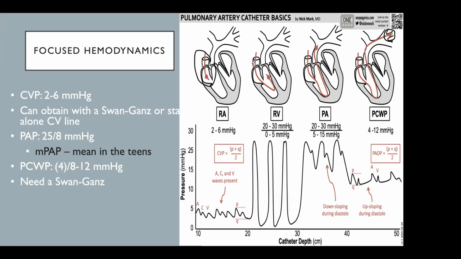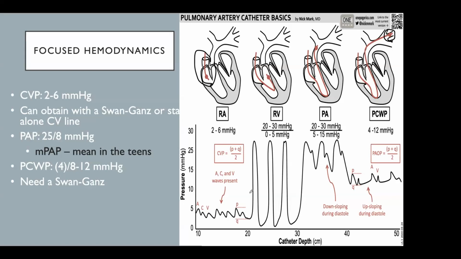So 2 to 6 for your central venous pressure, 25/8 roughly for your pulmonary artery pressure. I was taught when you're looking at your means, just think mean in the teens for your pulmonary artery pressure. I always say 13 to 19 generally gives you a pretty decent normal there. Pulmonary capillary wedge pressure, I've read literature that states that 4 and above is normal. I was taught 8 to 12, and I like to stick with 8 to 12. This is indicative of our left ventricular function. And for those, we're going to need a Swan-Ganz catheter.